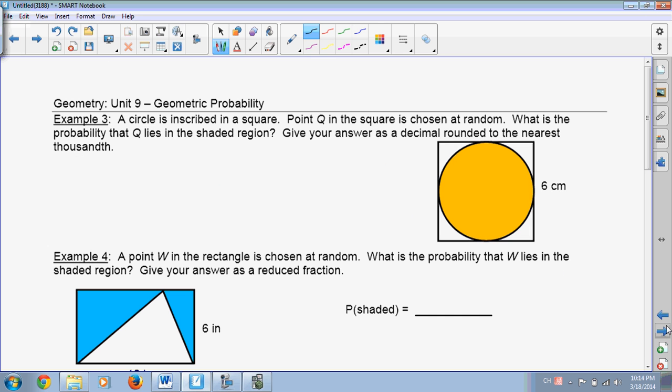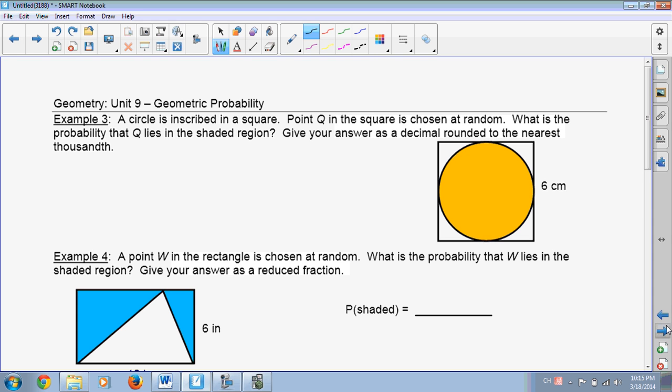Okay, let's go ahead and look at the back of our notes, and we're going to look at example number 3. Okay, a circle is inscribed in a square. Inscribed just means it's on the inside of the square. Point Q in the square is chosen at random, so a random point inside of our square. What is the probability that Q lies in the shaded region? In this case, our shaded region is our circle. Give your area as a decimal rounded to the nearest thousandth.